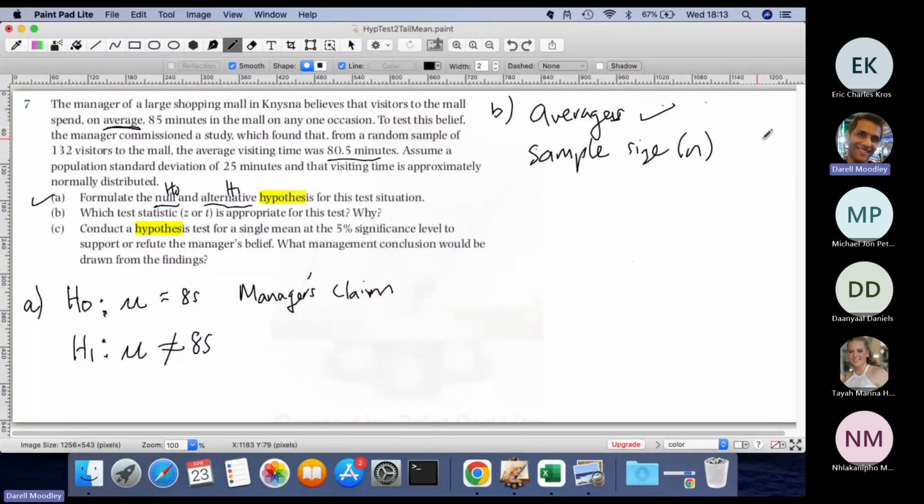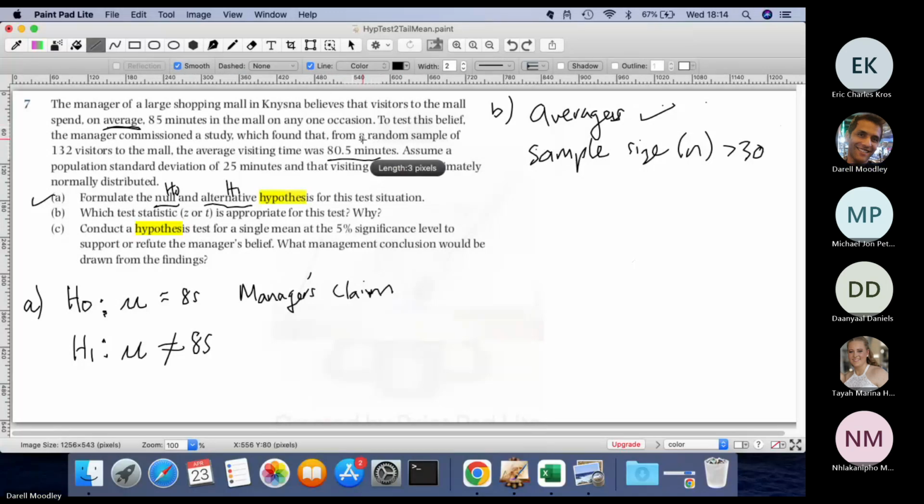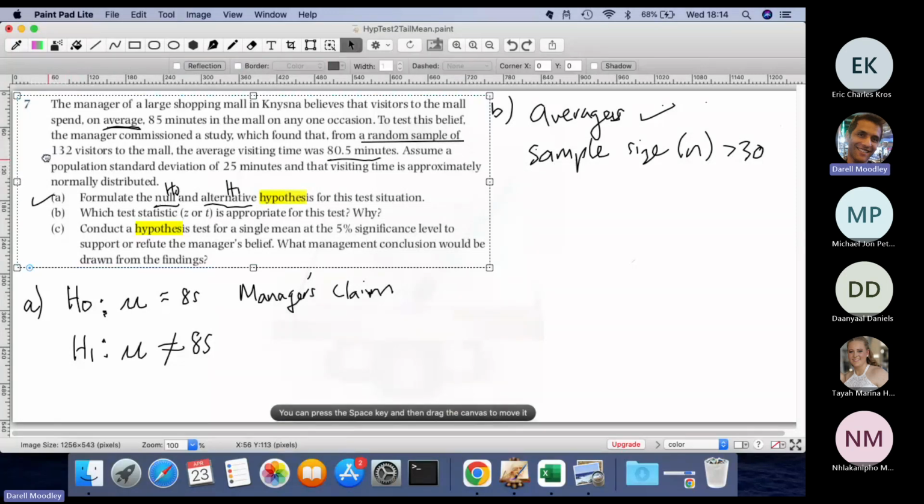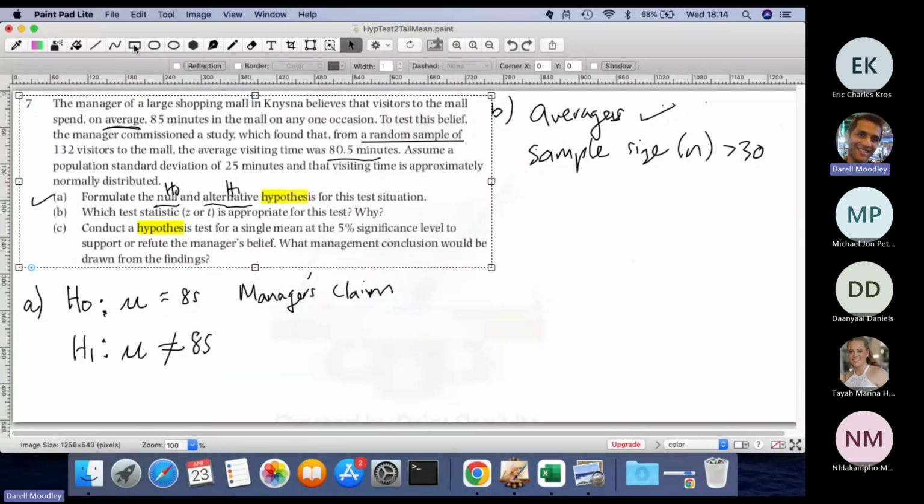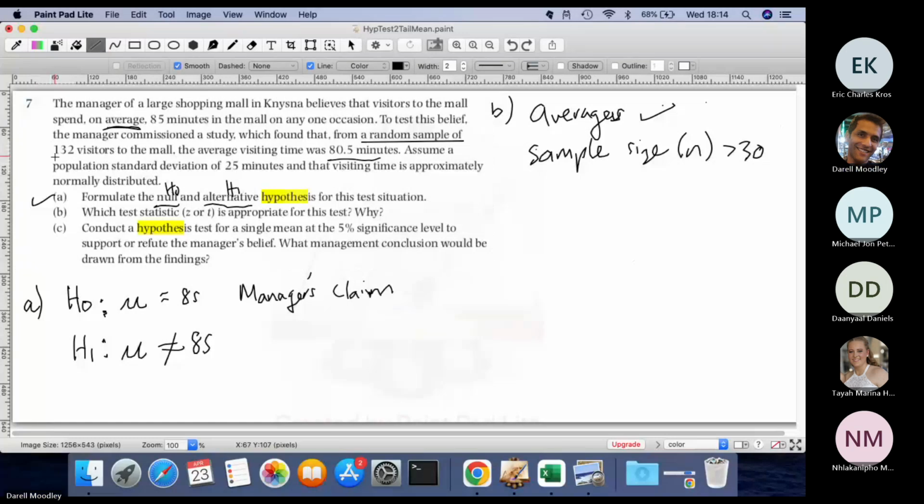We denote the sample size by n. Is it more than 30? To read the question, it says a random sample of 132. So yes, our sample size is bigger than 30.